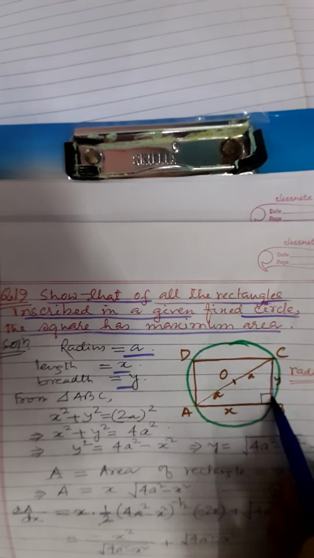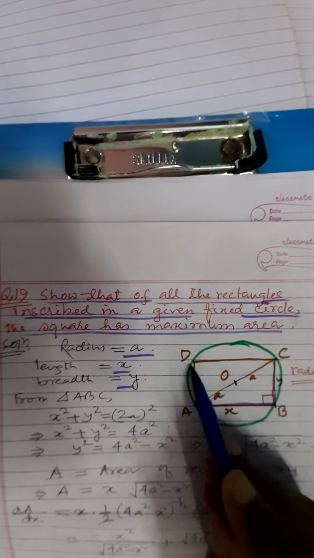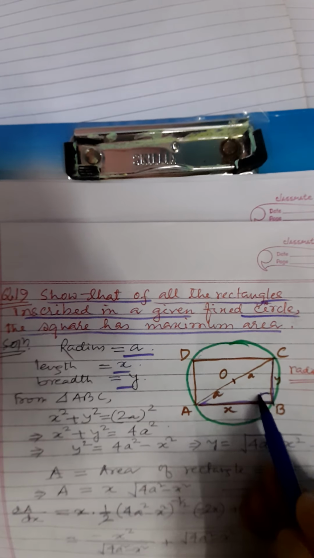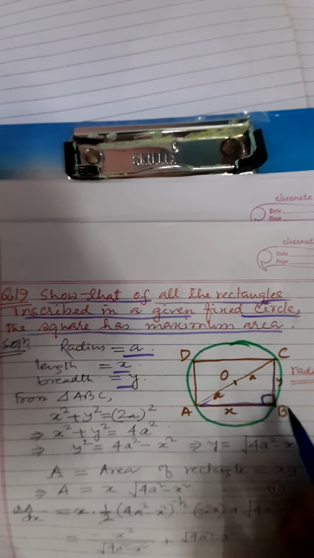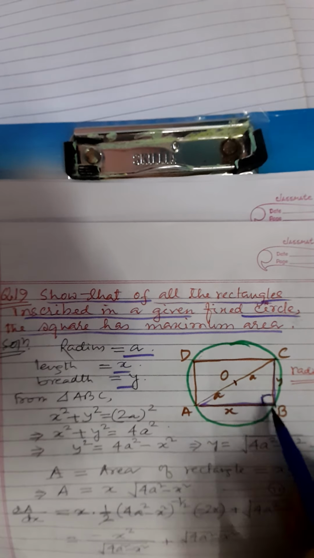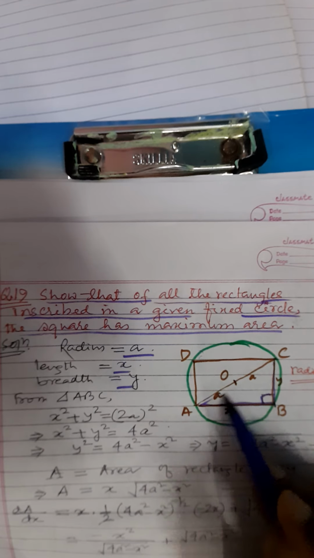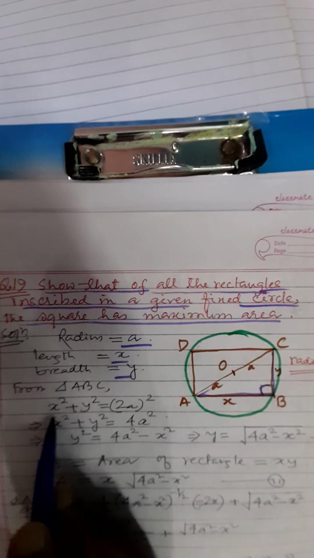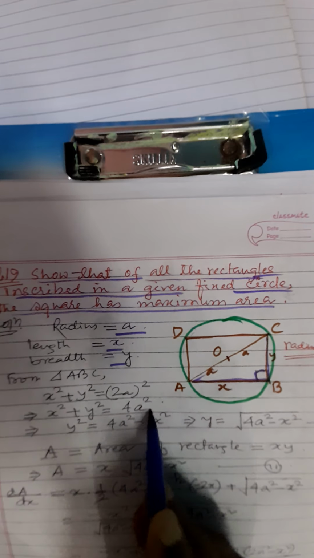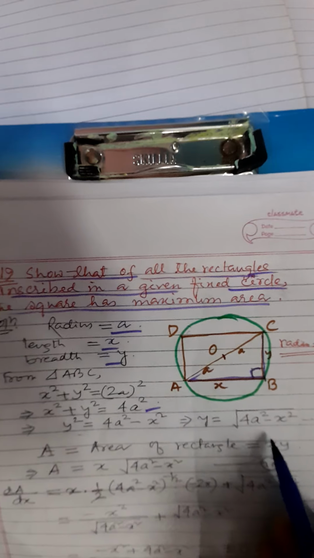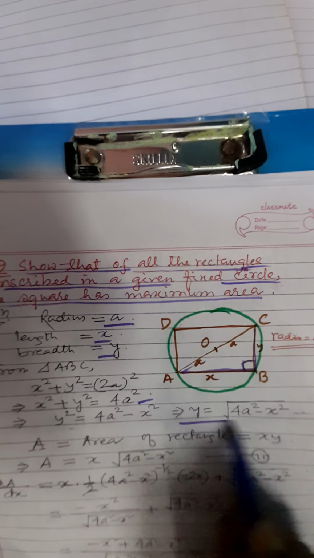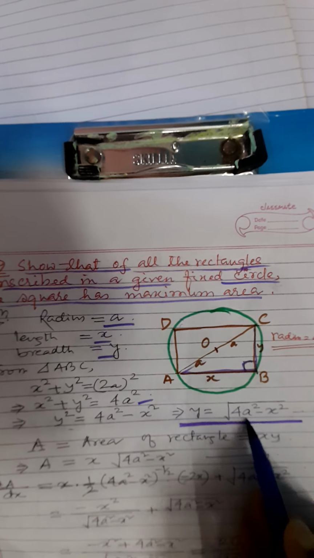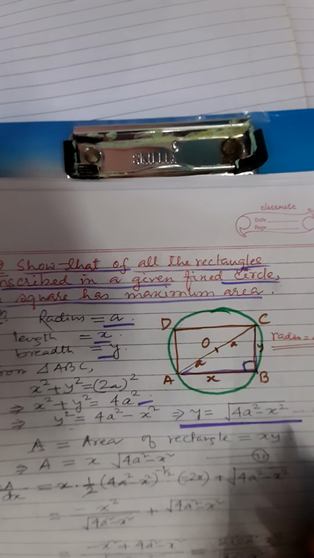Now we are getting here a right angle triangle, this is also a right angle triangle, we can take any one right angle triangle, and we'll get the relation between x and y and the radius. So this is x, this is y, and this diagonal will be a plus a, twice a. So what will we get? x square plus y square is equal to (2a) square, that is, x square plus y square equals 4a square. Express y in terms of x: y is equal to root over (4a square minus x square). Okay.